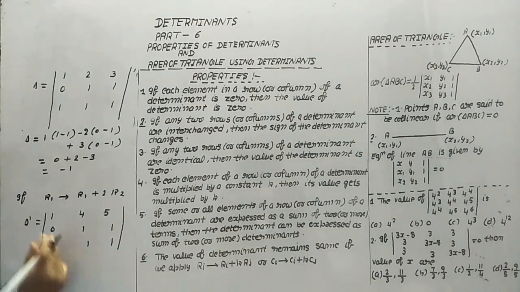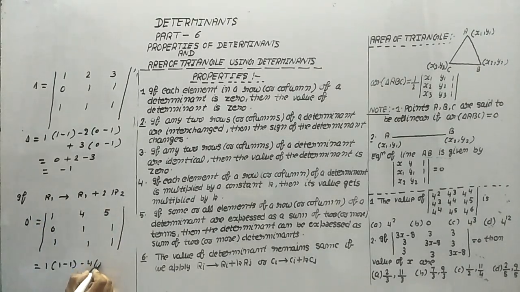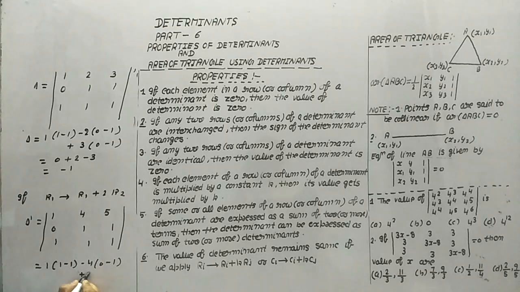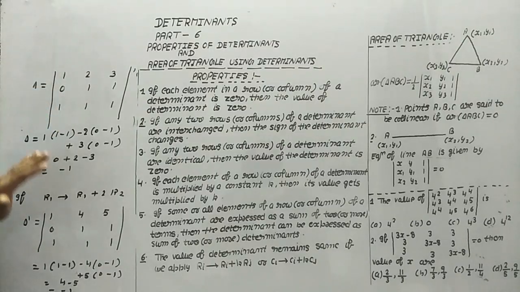Now calculate the value of this thing. Expanding along the first row, 1 into 1 minus 1, minus 4. Now minus 4 means 0 minus 1, and plus 5. Plus 5 means 0 minus 1. It means 4 minus 5, minus 1. Now what we are observing? The value of the determinant remains unaffected.